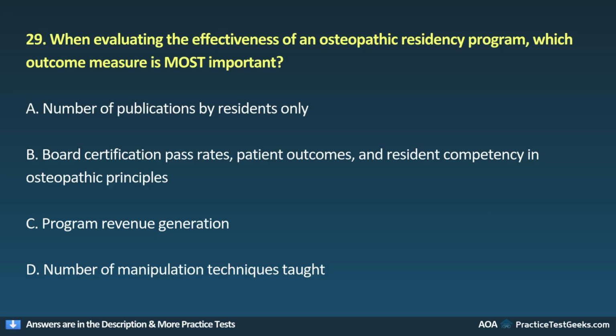29. When evaluating the effectiveness of an osteopathic residency program, which outcome measure is most important? A. Number of publications by residents only. B. Board certification pass rates, patient outcomes, and resident competency in osteopathic principles. C. Program revenue generation. D. Number of manipulation techniques taught.